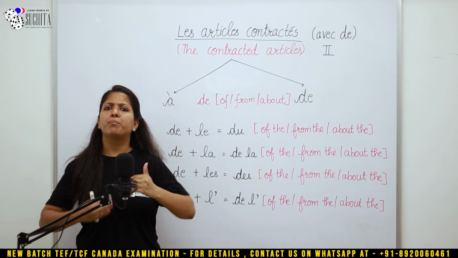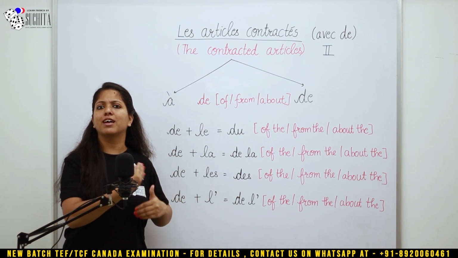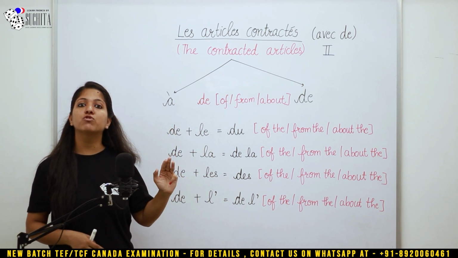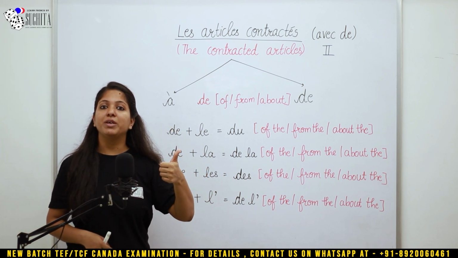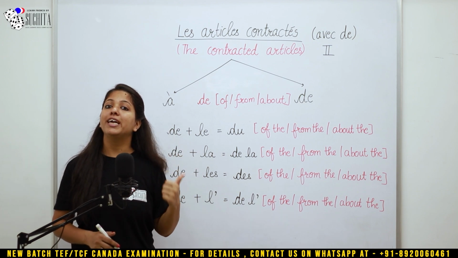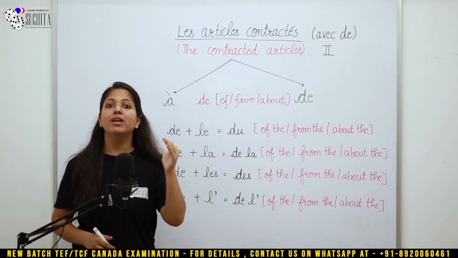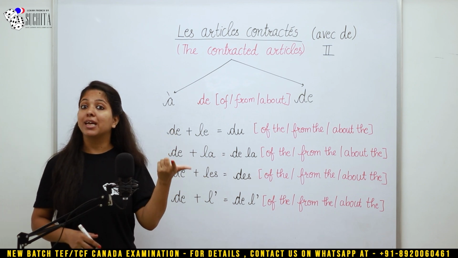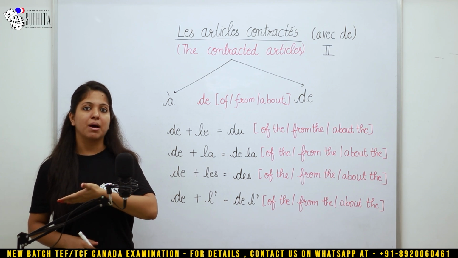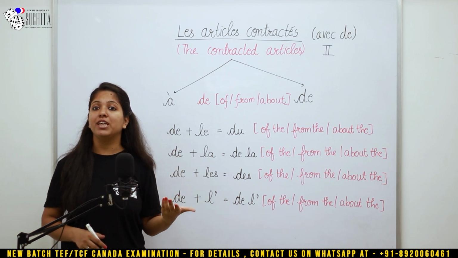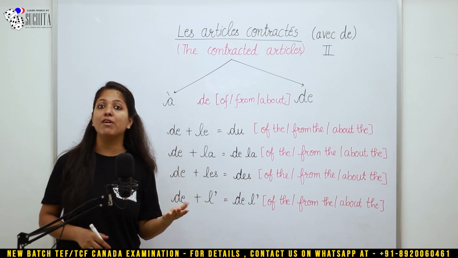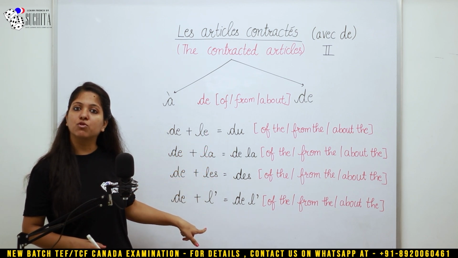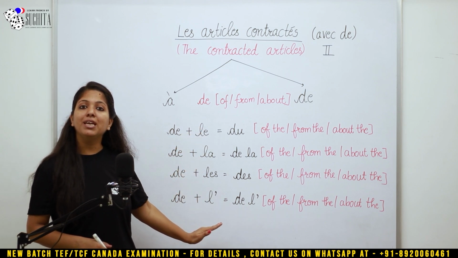Okay, so I would give you a brief recap of what are contracted articles and what we did in the previous video. There are three types of articles that I introduced in the previous video. The first being les articles indéfinis, the indefinite articles, which are un, une and des. Un and une mean a or an in English, and des means some. Then you have les articles définis, the definite articles, which you have four in French: le, la, les, et l'apostrophe, which all of them mean the.